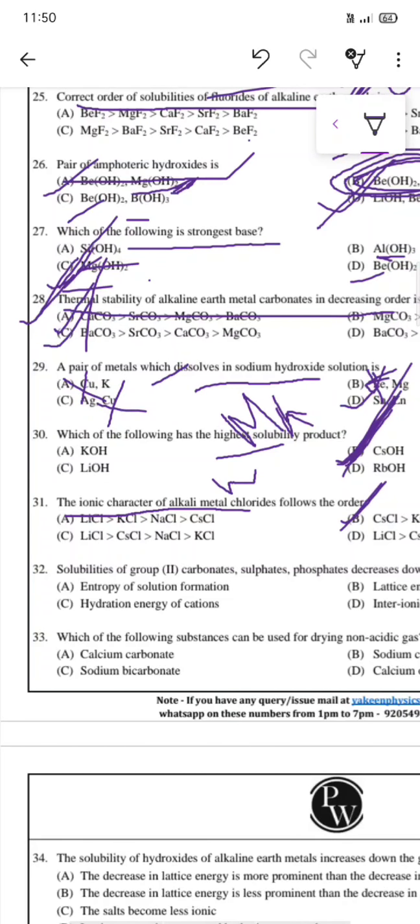So ionic character is large size of cation or small size of anion, or you can directly think ionic character is directly proportional to the size. Anions are smaller. In ionic character, there is covalent character which is given by Fajan's rule, and it is opposite to the basic strength.